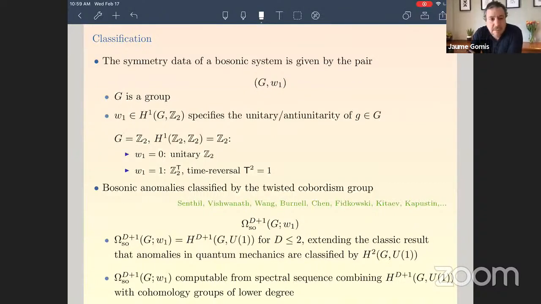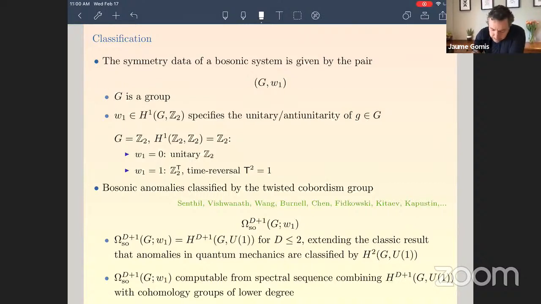Okay, so now I have to say a few things about how anomalies are classified, and then try to give a physical interpretation of this. I'm going to use the following language, and I'll explain what the physics is. Let's start with bosonic symmetries, bosonic systems, so systems that do not require a spin structure when you study them.